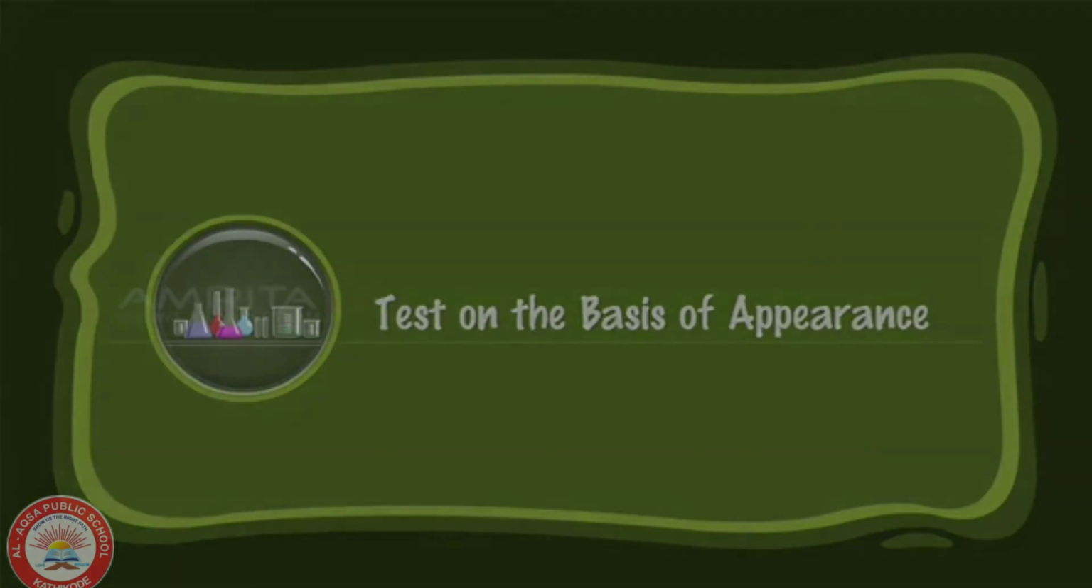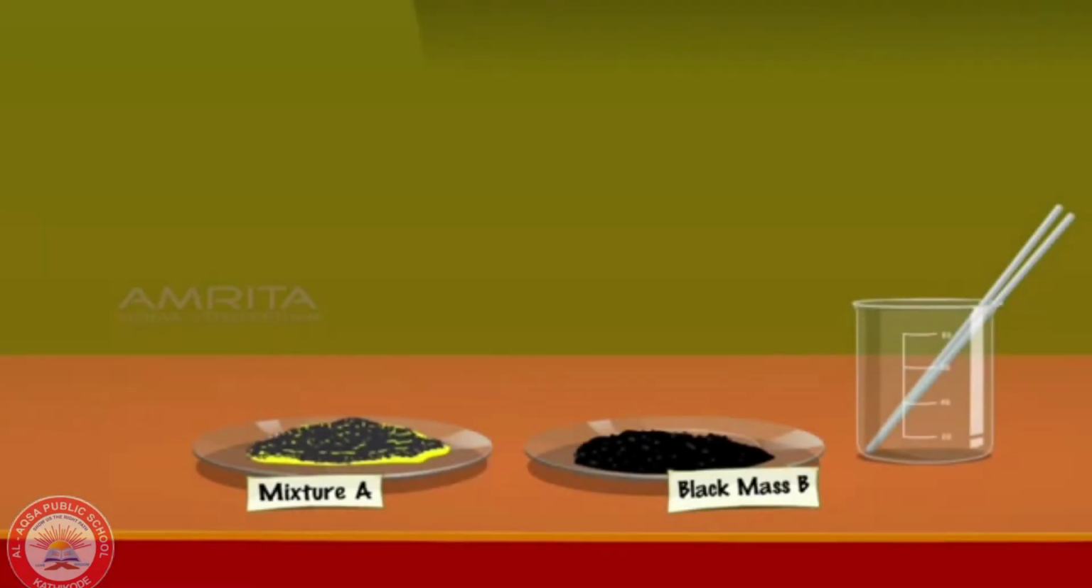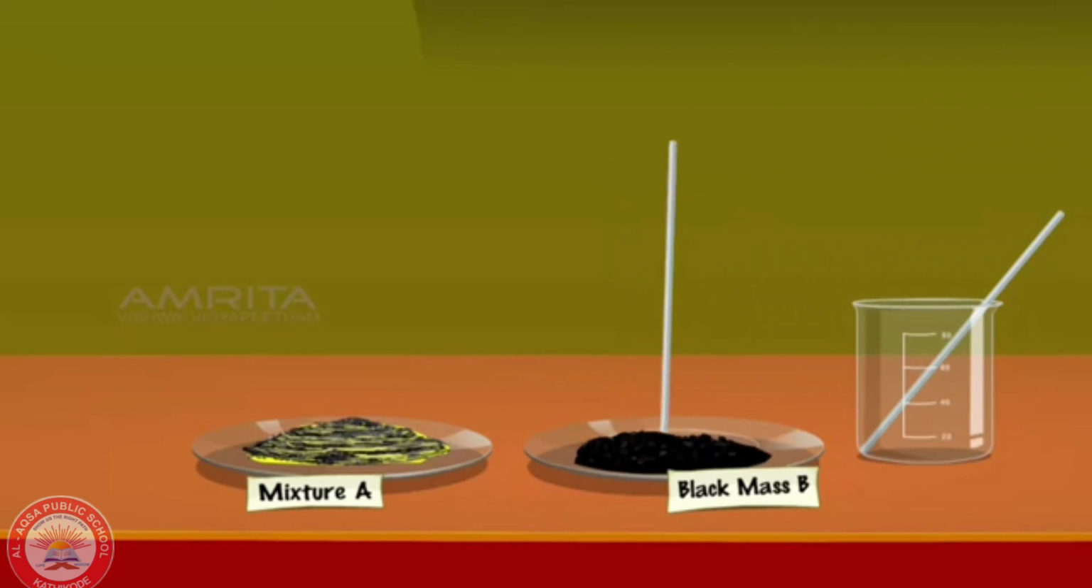The first test is on the basis of appearance. That means we have to take a small amount of mixture A and black mass B in two different watch glasses, and we have to mix it. In the first one, we can see the iron filings and sulfur powder separately. But in the second one, the black mass, if you are stirring it well, there is no change. There is no sulfur or iron filings. It is a compound.